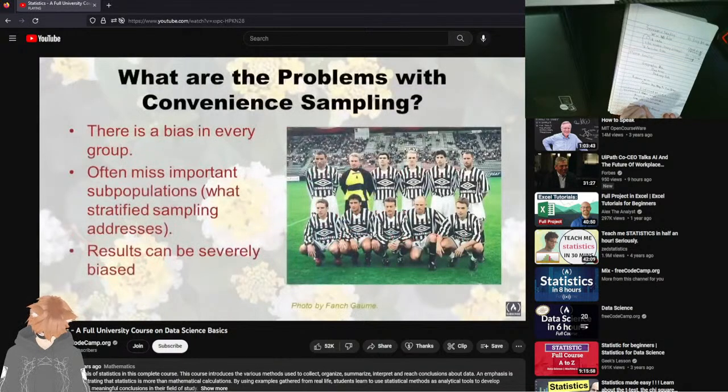But there are problems with it, right? You can't just use it for everything, even though it's nice and convenient. There's bias in every group, right? So if I let everybody go on break and then ask whoever's still sitting there if the homework's too hard, I might get a totally different answer than if I waited for everybody to come back, right?